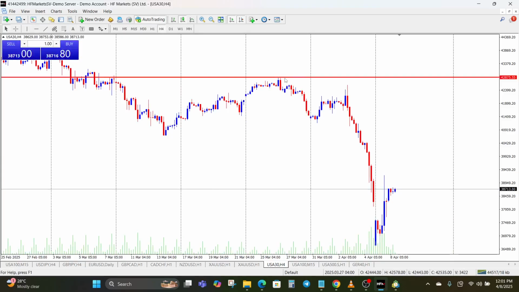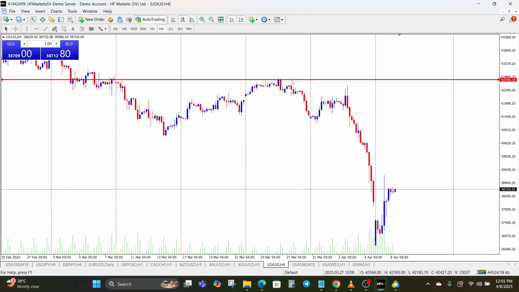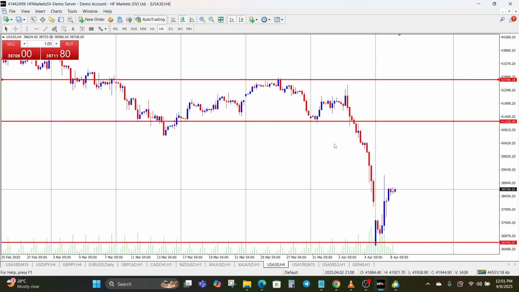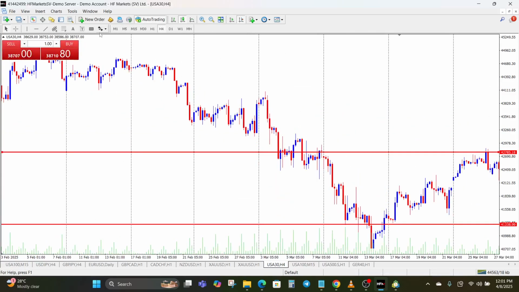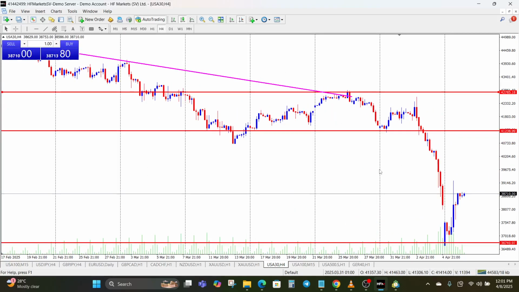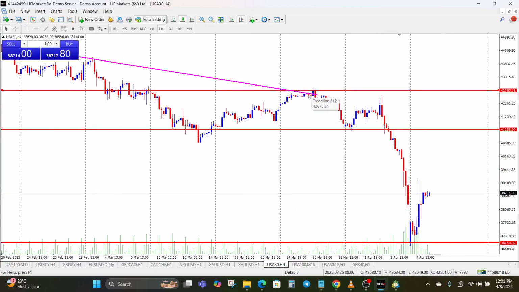So once you have already done your analysis based on price action, you can use indicators as additional confirmation. Indicators should not be your main focus when you are trading these indices. These indices are better traded using price action, in my opinion. Then you can just use indicators for additional confirmation.